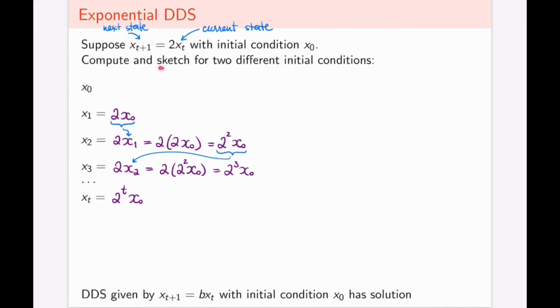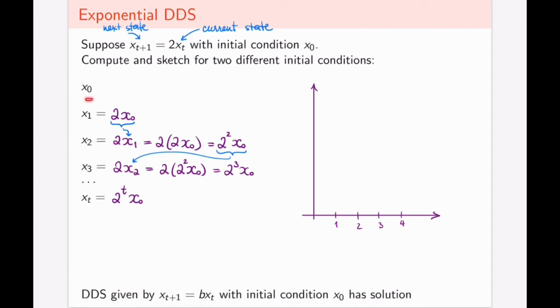Let's also sketch two different solutions for two different initial conditions. So this is going to be simply a qualitative sketch. I'm going to try to keep my scales reasonable, but with exponential things like this, numbers tend to get out of hand fairly quickly.